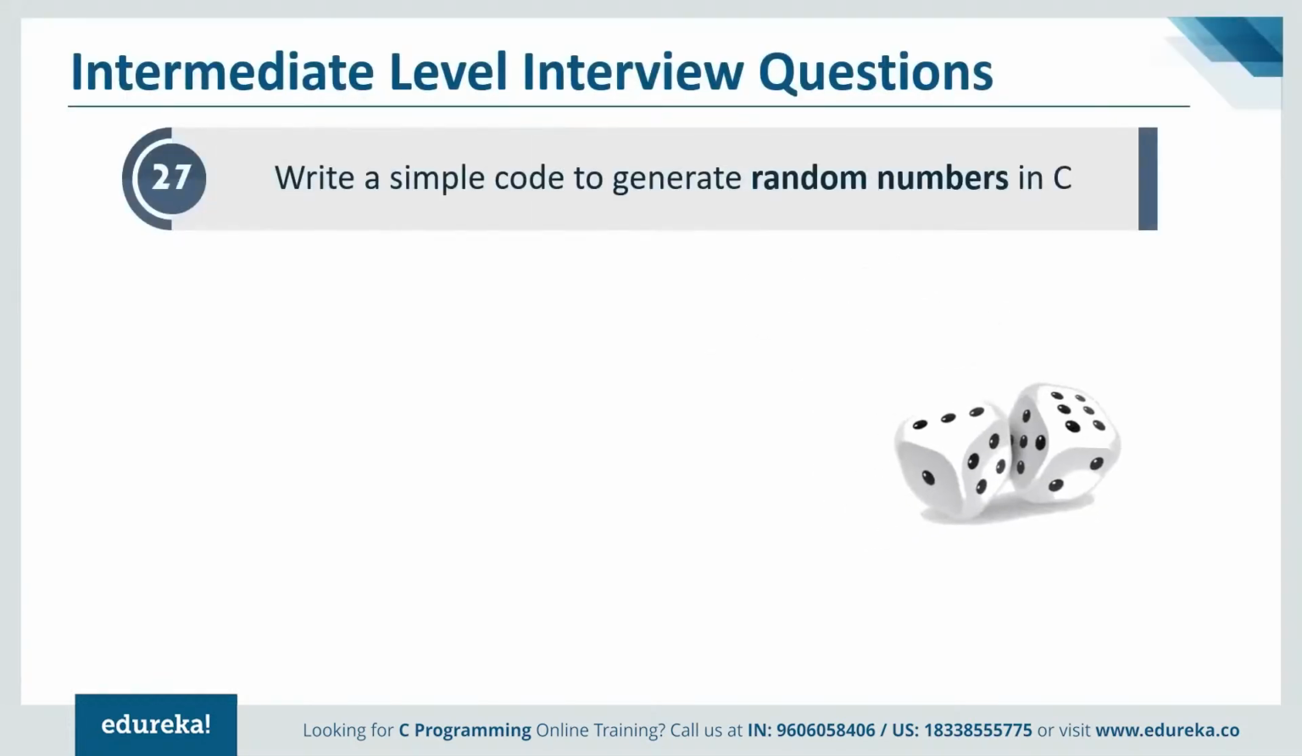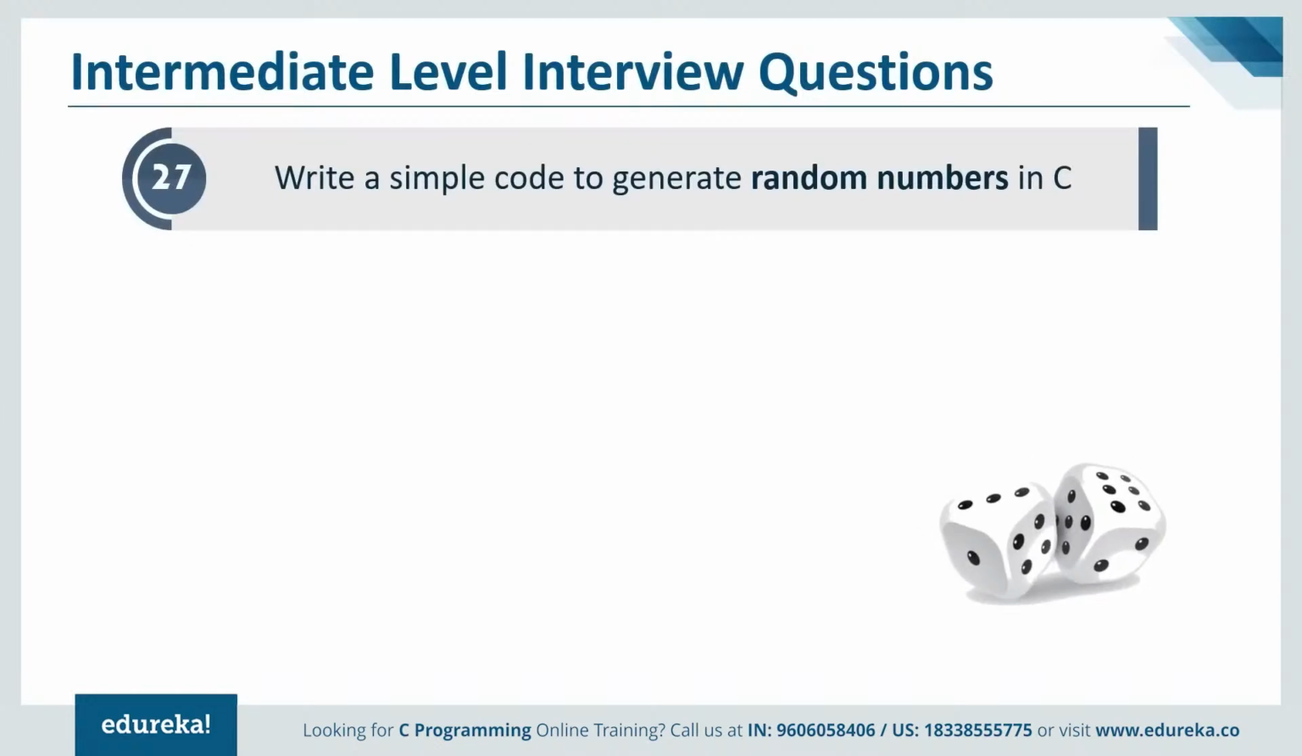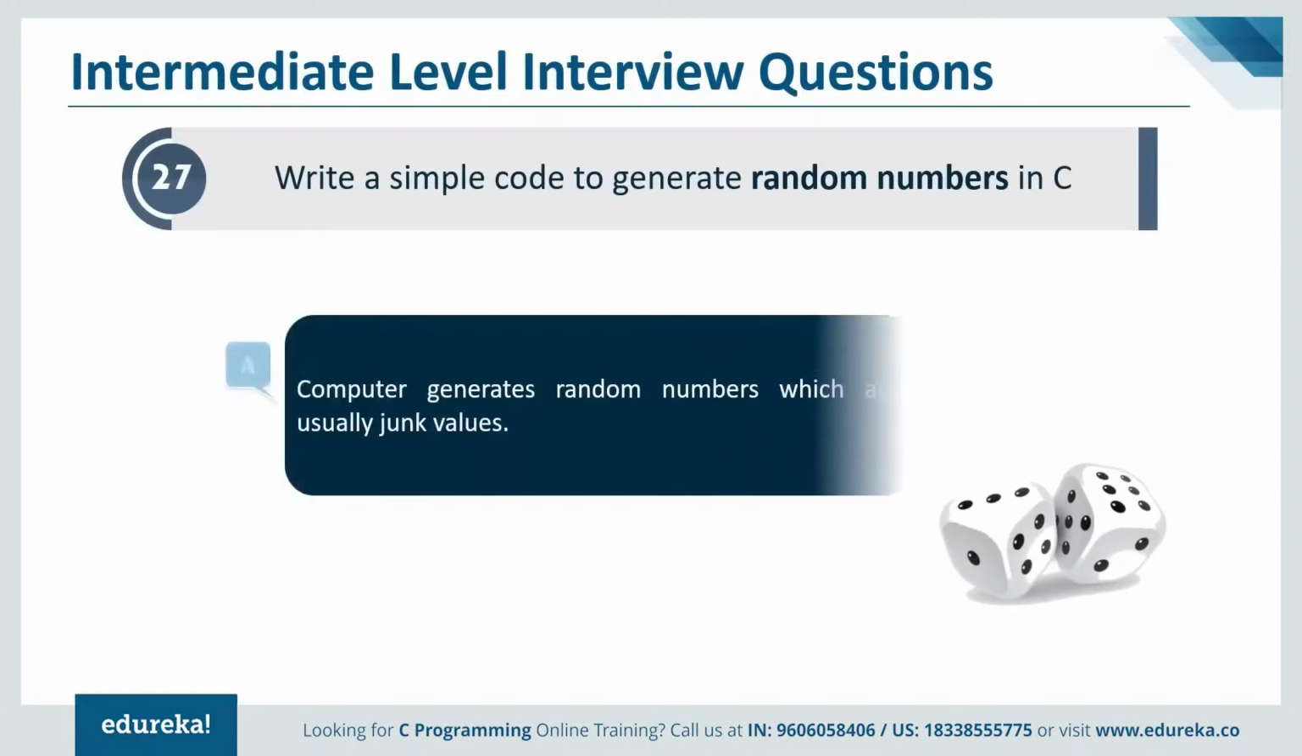Write a simple code to generate random numbers in C. So what you have to basically do here is to take up a data type like integer or float, and you need to generate some random numbers which you will not be inserting. It should be generated by the computer itself.